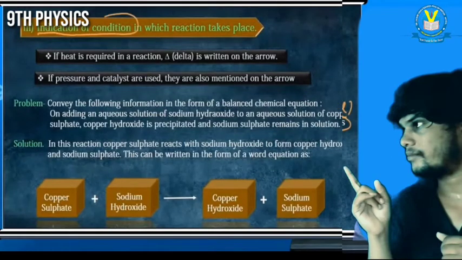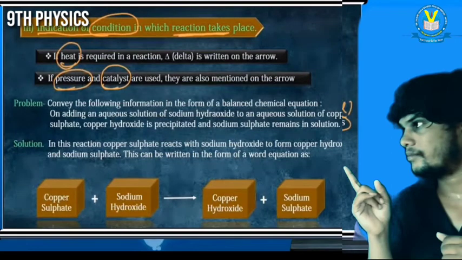Next one, indication of the conditions in which the reaction takes place, or indication of the mediating components. If heat is required in the reaction, we represent it with delta and mention it above the middle arrow. If pressure and catalyst are involved, a catalyst is a substance which increases the speed of the reaction. If we add any catalyst in the reaction, we mention the catalyst name above the arrow.